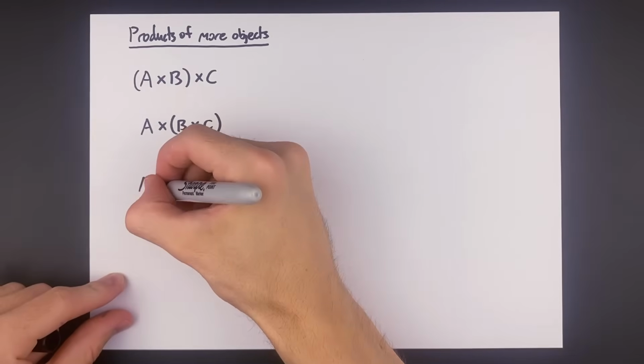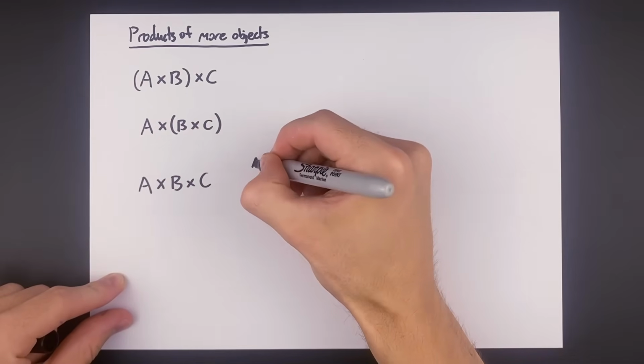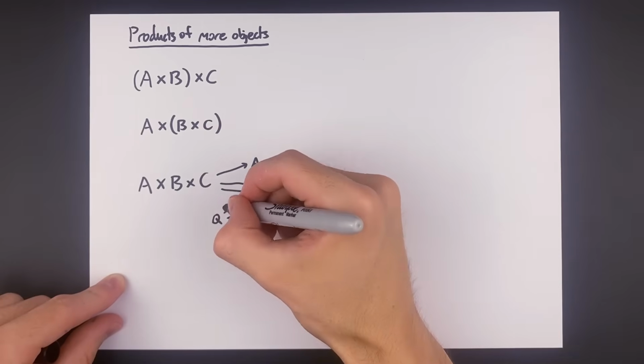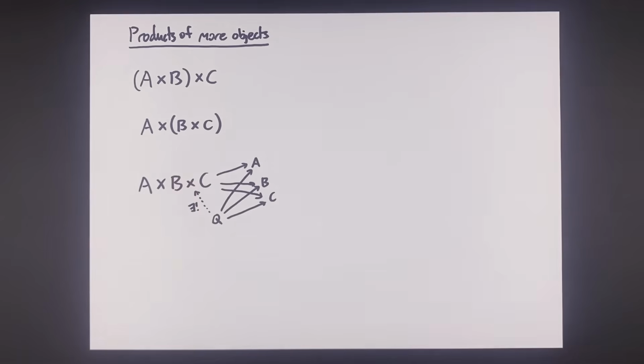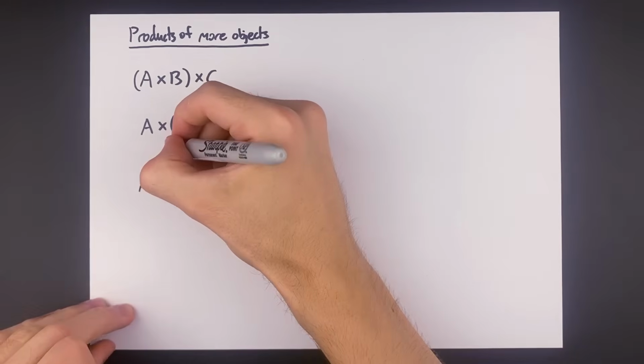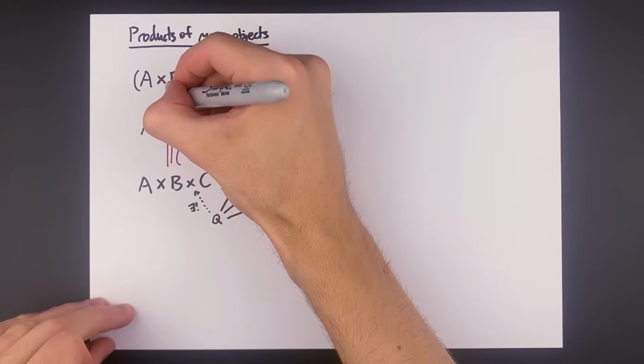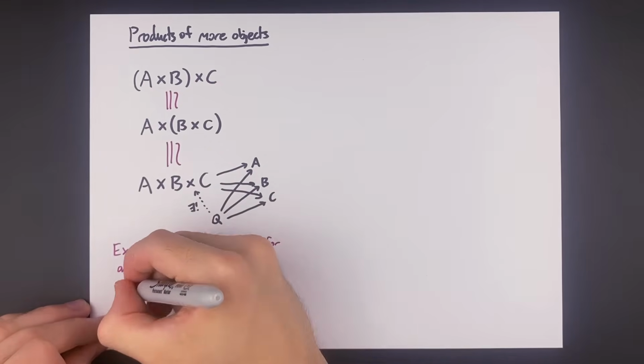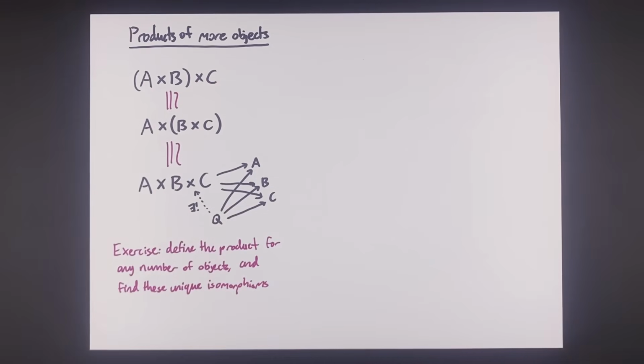A product of three objects, A, B, and C, is another object along with morphisms to A, B, and C, which is universal, meaning that any other object with its own morphisms to A, B, and C factors through the product. All of these definitions turn out to be the same, in the sense that there are unique isomorphisms going between them. I'll leave you to prove this as an exercise if you want.